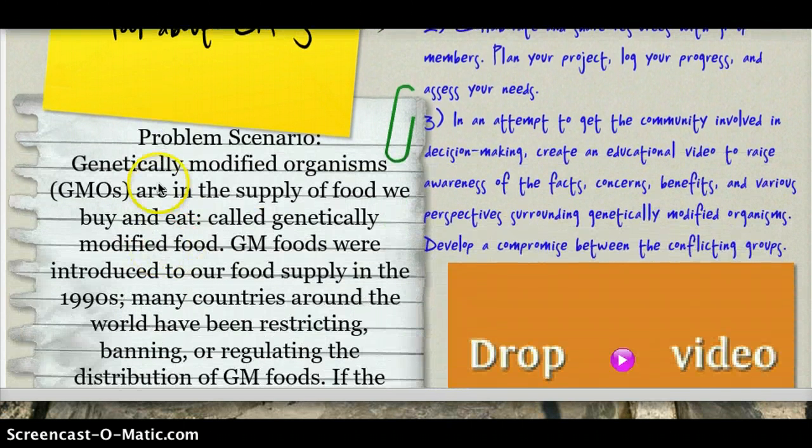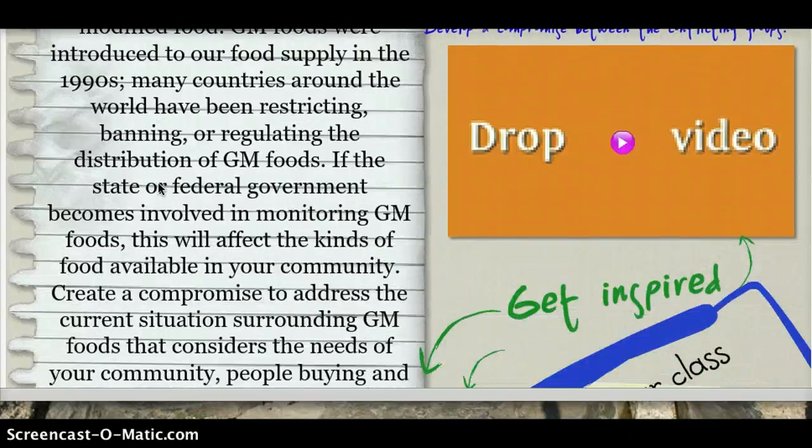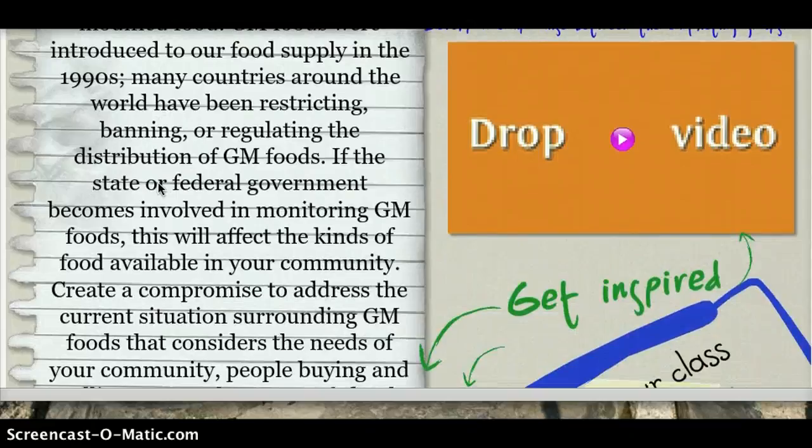The problem scenario for this problem-based learning unit is genetically modified organisms, GMOs, are in the food supply or in the supply of food we buy and eat, called genetically modified food. GM foods were introduced into our food supply in the 1990s. Many countries around the world have been restricting, banning, or regulating the distribution of GM foods.